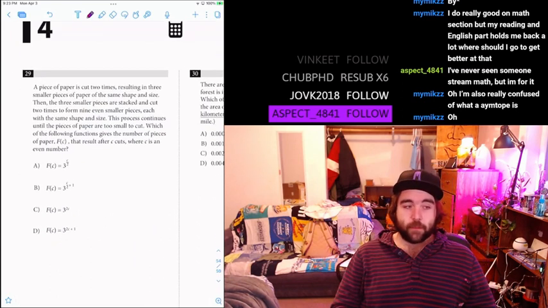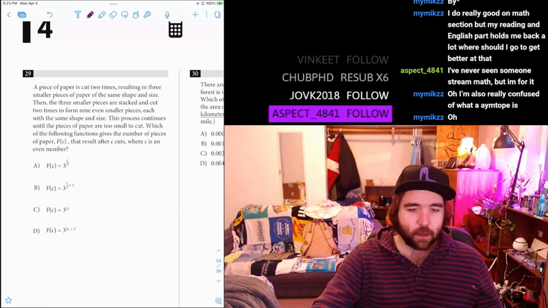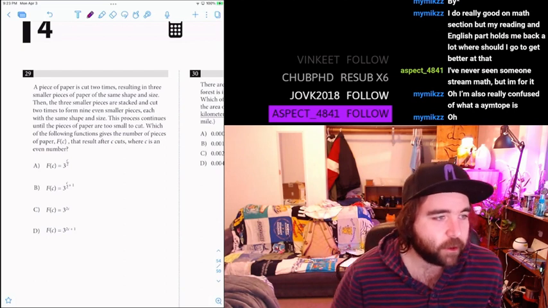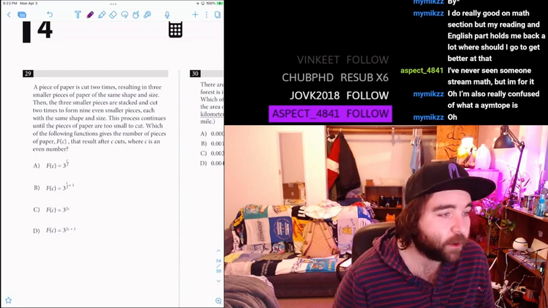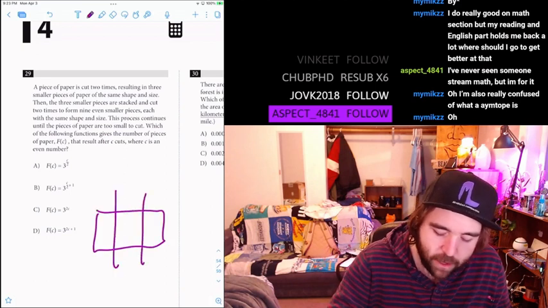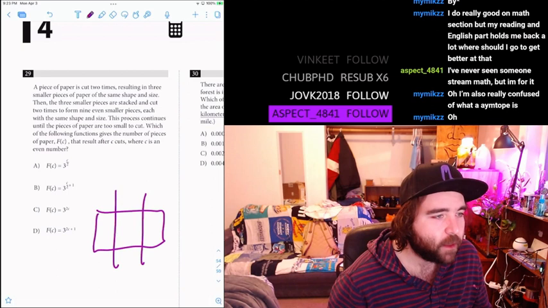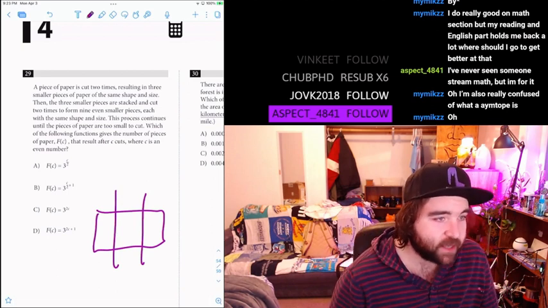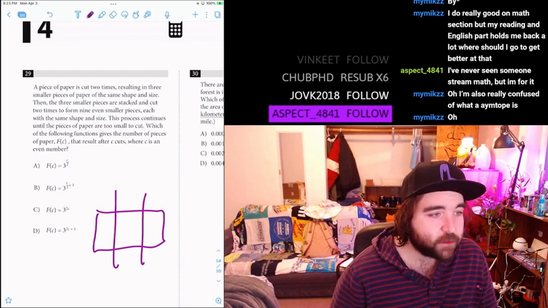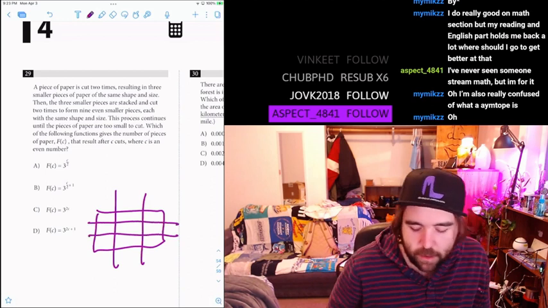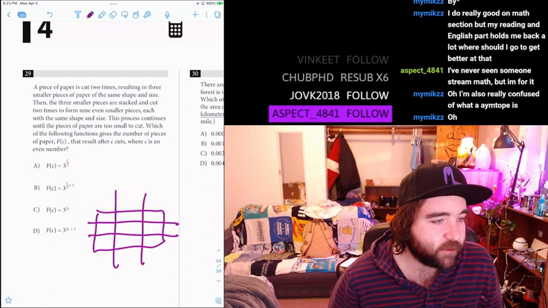All right. This is kind of a cool question. So what are we going to do here? We're going to have a small piece of paper cut 2 times, resulting in 3 smaller pieces of paper, right? So we're starting with paper. We're going to go cut. Now we got 3 pieces of paper. Then the 3 smaller pieces of paper are stacked and cut 2 times to form 9 even smaller pieces of paper. We can do that for ourselves by going the other way: cut, cut. Now you can see we have 9 pieces of paper.